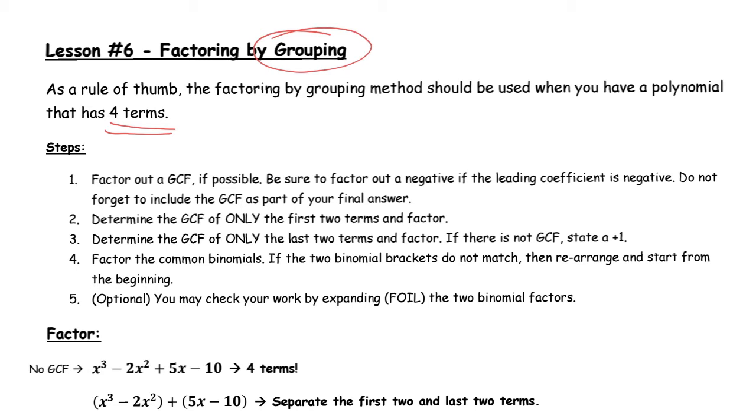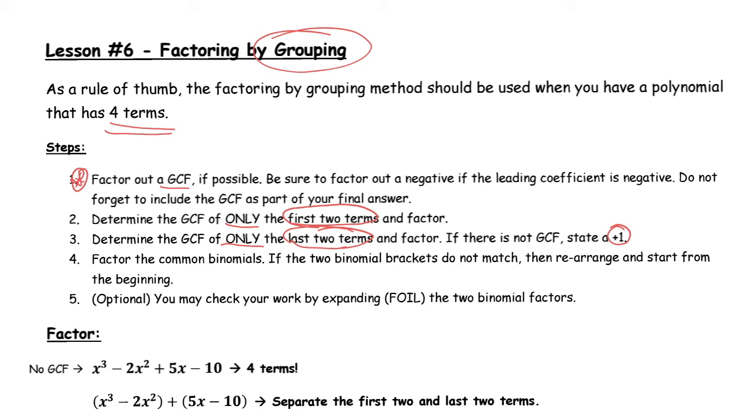So let's just go through the steps here. First of all, and you always do this first, factor out a greatest common factor if possible. And if you've got a negative as a leading coefficient in there, we want to factor that out too, just to simplify the expression. We always want to be doing that first. We want to be doing ourselves a favor. Then we're going to determine the greatest common factor only for the first 2 terms and take it out. Then we're going to do the exact same thing on the last 2 terms and factor that out. Now, if it turns out there isn't a greatest common factor, in either case we're going to factor out a positive 1.